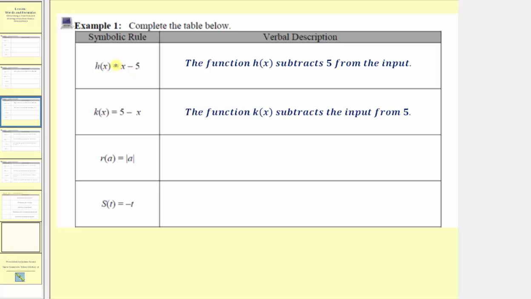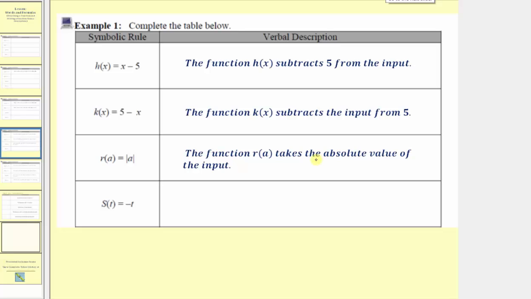So notice how h of x and k of x are different function rules. Here we're subtracting 5 from the input x, and here we're subtracting the input x from 5. Our next function is r of a equals the absolute value of a. And again, because a is the input, let's describe r of a as the function r of a takes the absolute value of the input.